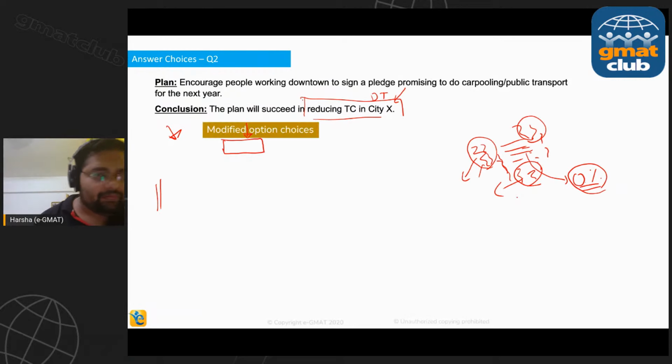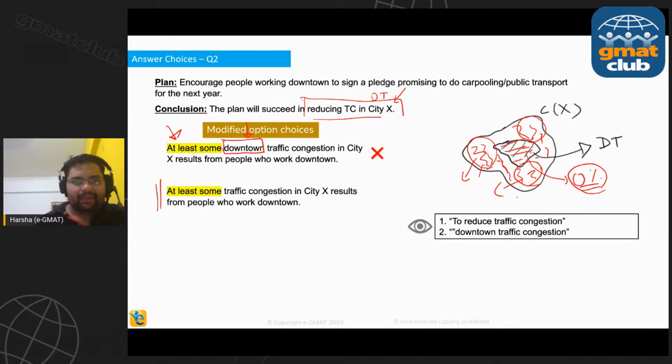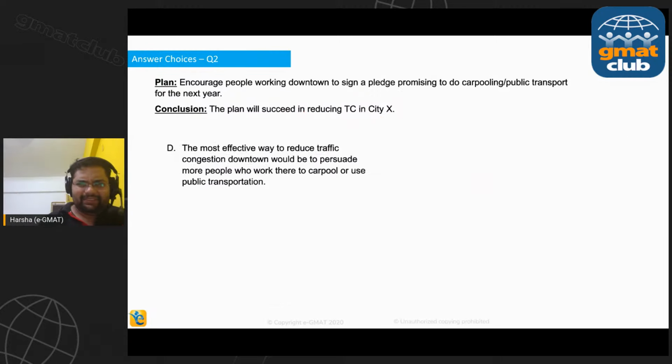So, option D was chosen by a couple of you. And again, option D is one of the easiest option choices to reject because, again, your goal is only to reduce traffic congestion. Does it really have to be the most effective way?